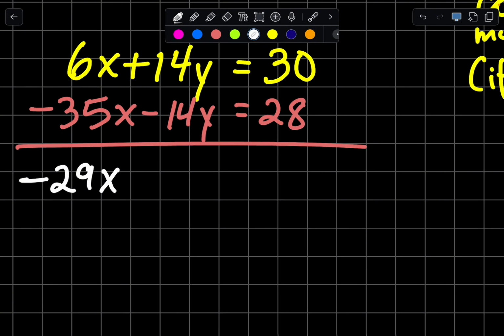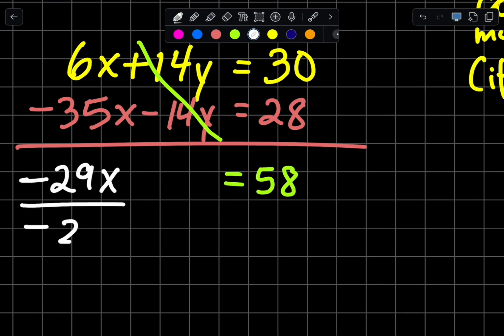Okay. What about 14 minus 14? What do I get there? 0. So these cancel out. That's what we want. We don't want to have different variables. Now we just want x's alone. So the y's are gone. So we get negative 29x equals 58. And I know it doesn't seem like it, but negative 29 does go into 58. If you double 29, you get 58. So when we divide both sides by negative 29, you'll find that x is equal to negative 2.